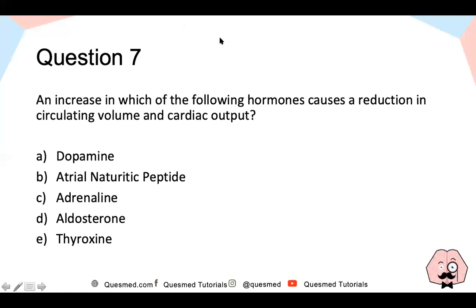Around 70% have said atrial natriuretic peptide or ANP, and around 20% aldosterone, a few for thyroxine. Okay, so the correct answer was atrial natriuretic peptide or ANP.